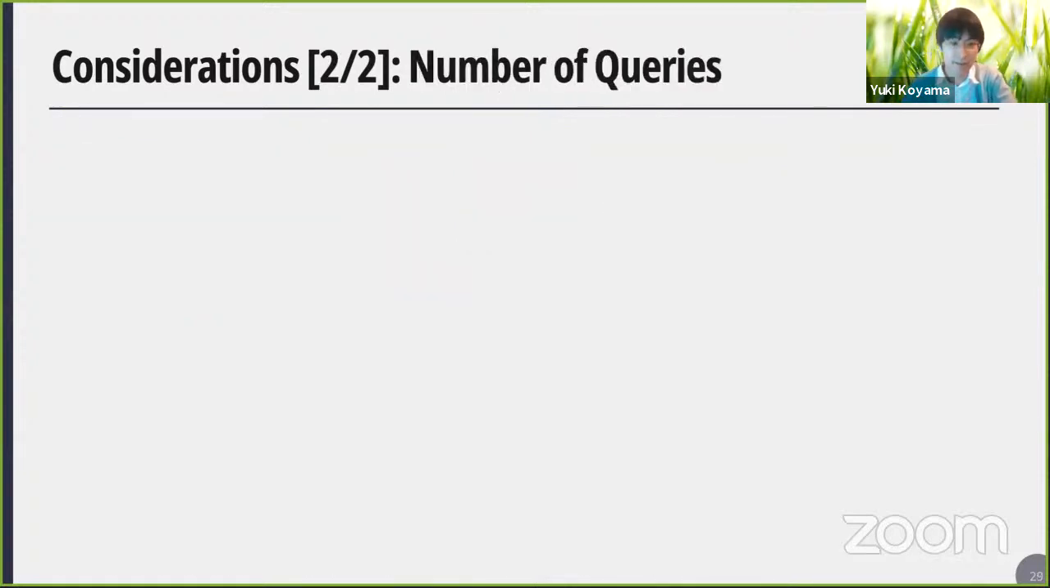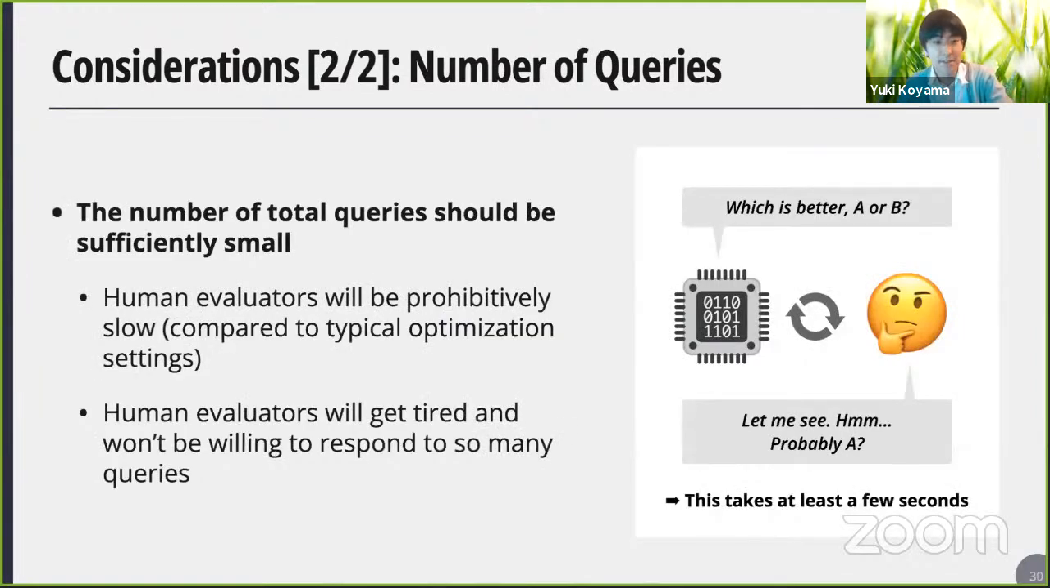And the second consideration is the number of queries. So when having a human in the loop, the number of total queries should be sufficiently small. For example, not like 1,000. This is because human evaluators are prohibitively slow compared to typical optimization settings using machine processors. And another reason is that human processors can simply get tired.